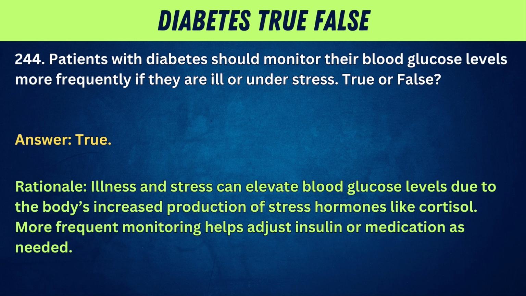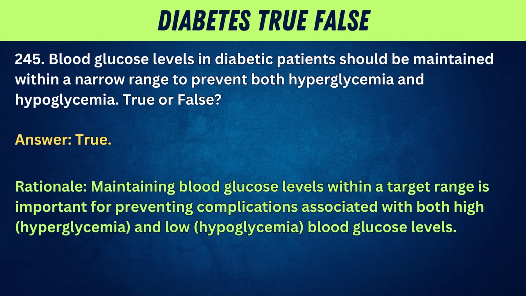244. Patients with diabetes should monitor their blood glucose levels more frequently if they are ill or under stress. True or false? Answer: true. Rationale: illness and stress can elevate blood glucose levels due to the body's increased production of stress hormones like cortisol. More frequent monitoring helps adjust insulin or medication as needed.